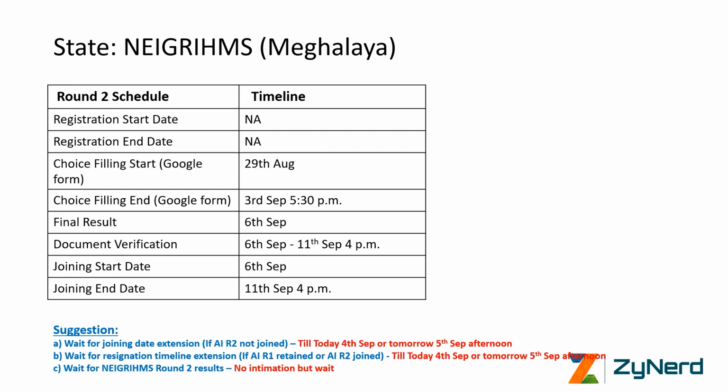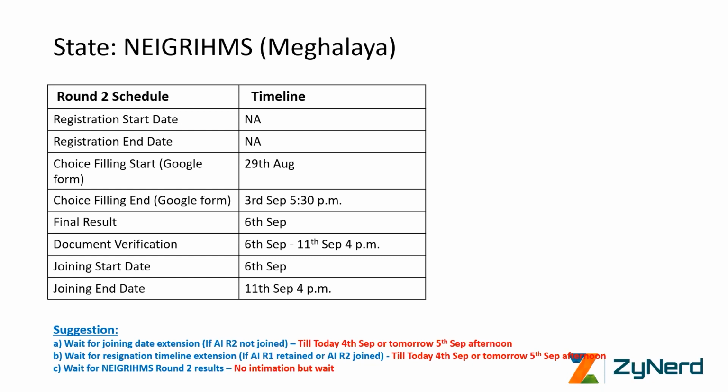So we'll be looking at NEGRIMS, Meghalaya. NEGRIMS started the choice filling on 29th and ended it on 3rd. The final results are expected on 6th September. Hopefully, there is no removal, because they usually allot all candidates too. It is a direct process. But in case there is a removal, you will have to check with them whether they are going to remove all India round 2 joined candidates and with what data they will remove. We are not sure, so it is highly unlikely.